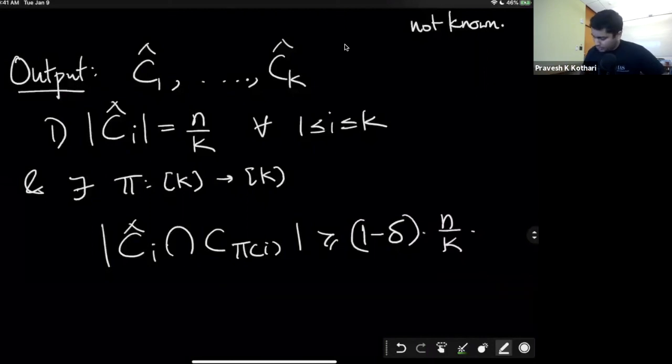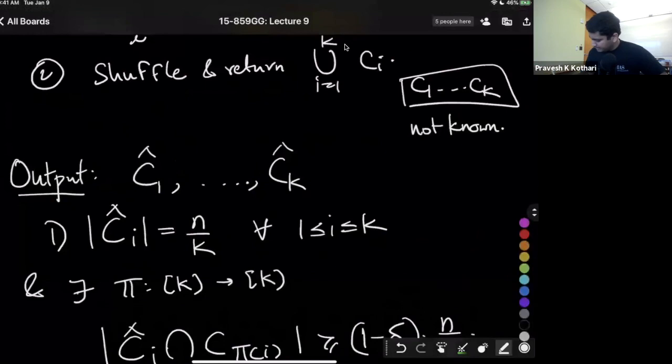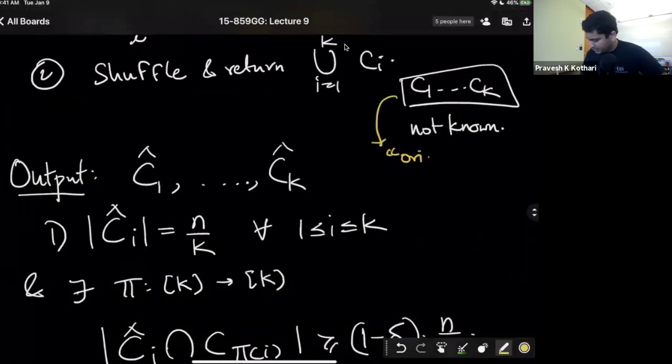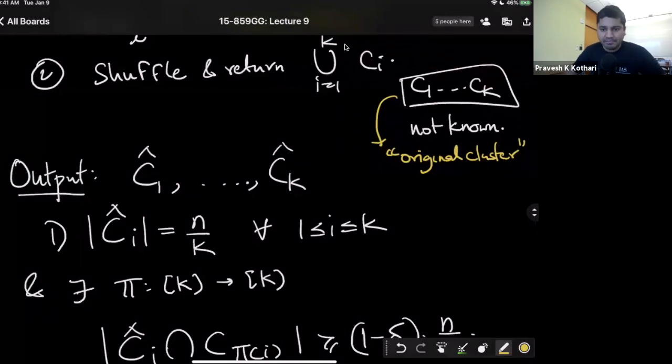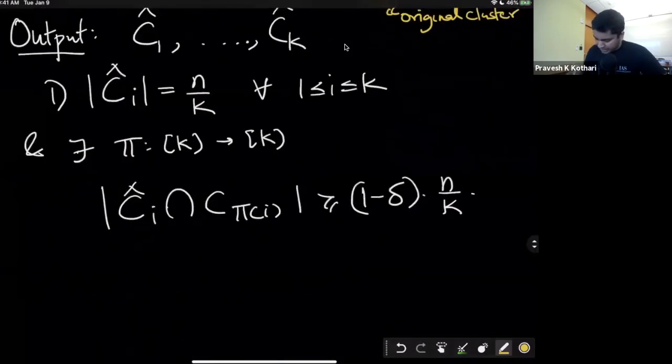Throughout this lecture, I'll keep referring to this as the original clustering of points. This was, in some sense, the natural cluster structure that the points satisfied, because that's how they were generated. Points in C sub i were generated from a Gaussian with a different mean. Our goal is to recover, up to these labels, this C sub i's, up to some delta fraction errors in each cluster.